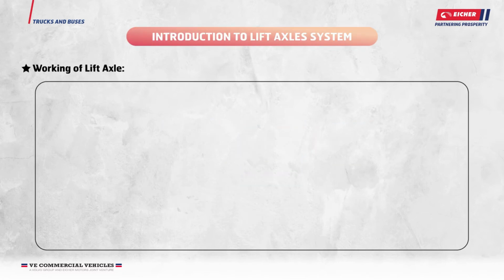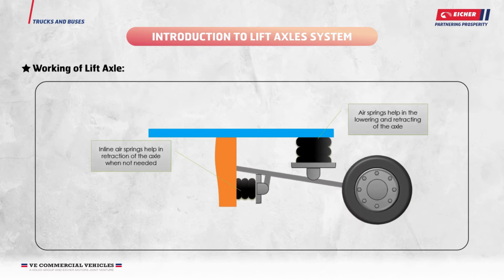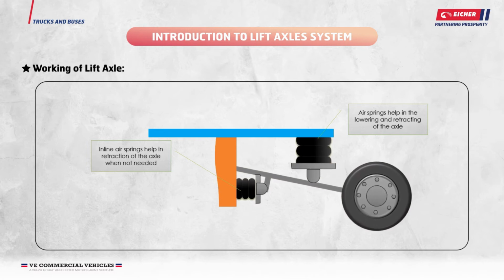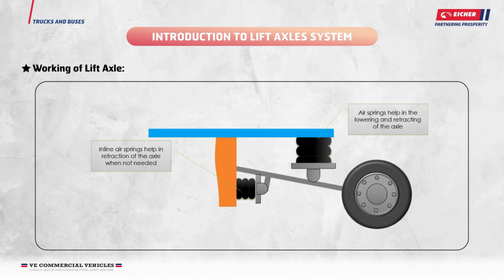Working of lift axle. Lift axles use air bellows to carry the additional load from the main axles. When the air bellows are filled up with air, it pushes the axle down to the road, carrying a part of the load. It distributes the load among the lift axles. Inline air springs help in retraction of the axle when not needed. Air springs help in the lowering and retracting of the axle.